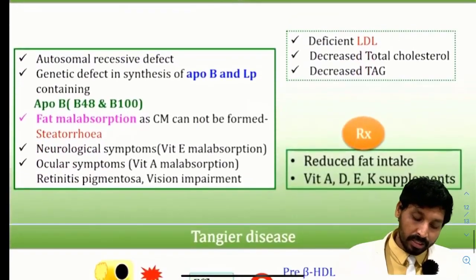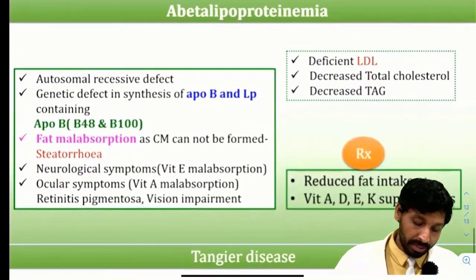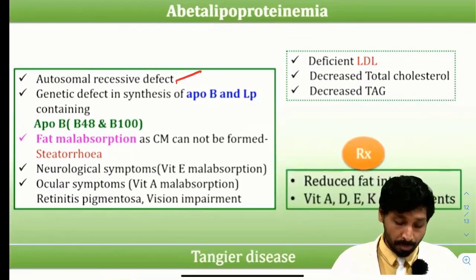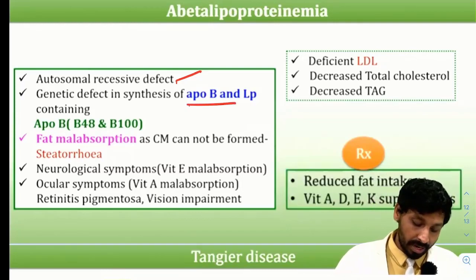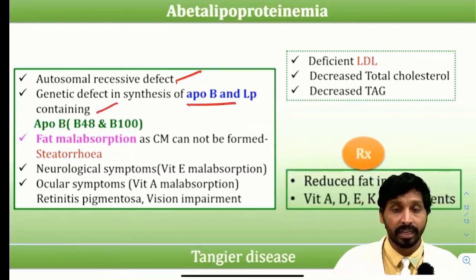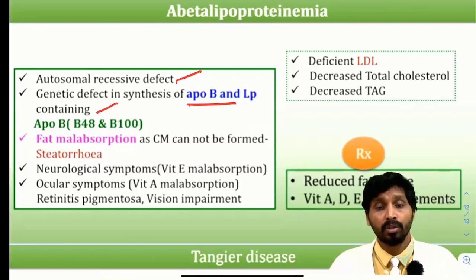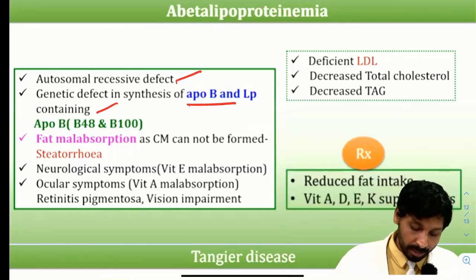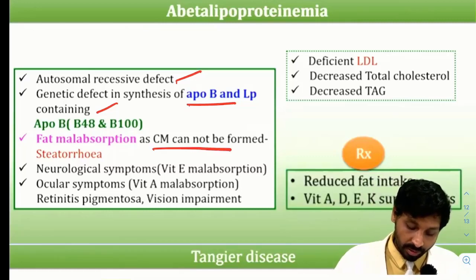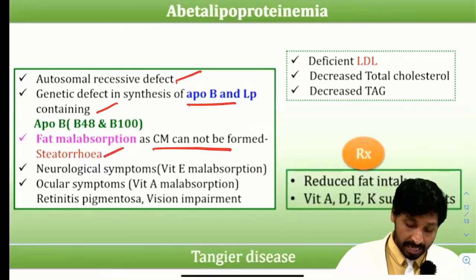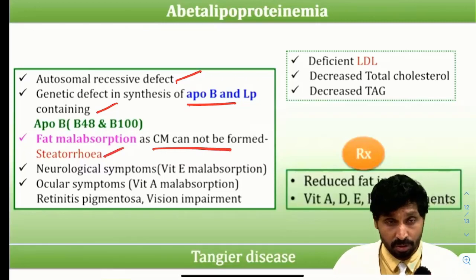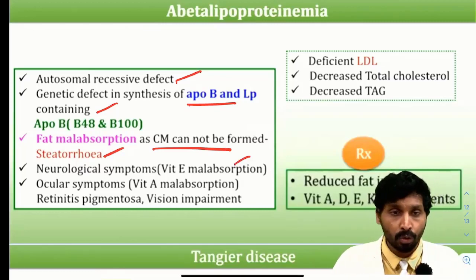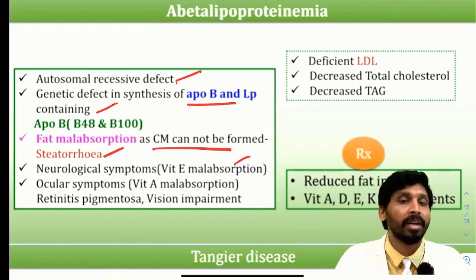And if you see more details of abetalipoproteinemia, it is autosomal recessive, unlike type 2A hypercholesterolemia, which is autosomal dominant. There is a genetic defect in synthesis of ApoB and lipoproteins containing ApoB48, because ApoB48 and B100 are both proteins required for chylomicrons as well as LDL. Fat malabsorption, as chylomicrons cannot be formed, leads to steatorrhea. Neurological symptoms like vitamin E malabsorption are also noted. Ocular symptoms like vitamin A malabsorption, retinitis pigmentosa, vision impairment you can also note down in abetalipoproteinemia.